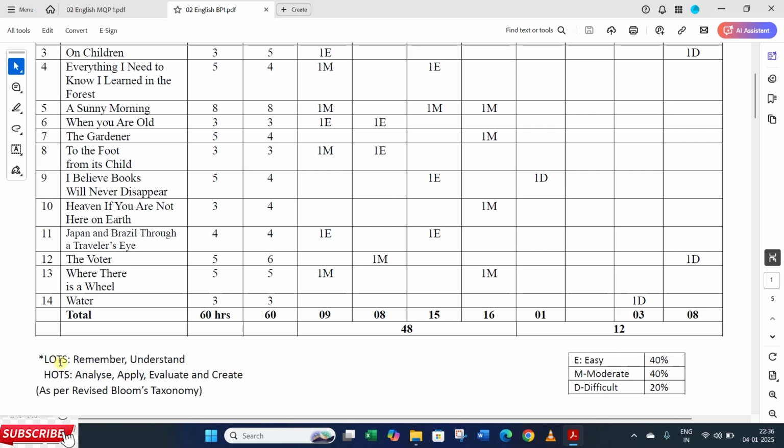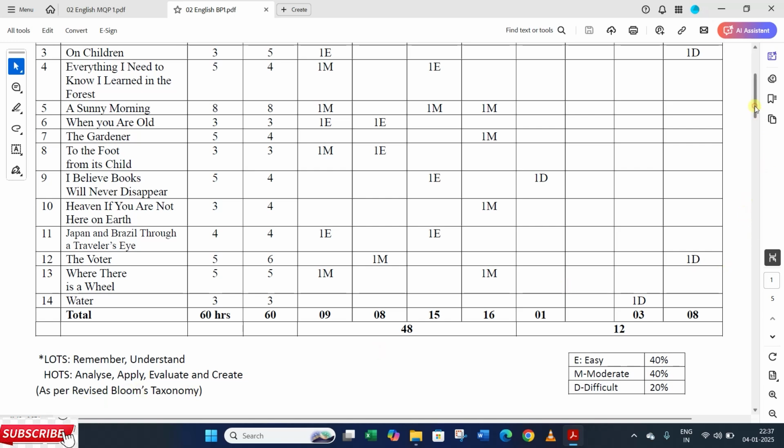Here you can find LOTS. LOTS means lower order thinking skills based on remembrance and understanding of the text, and HOTS, higher order thinking skills, based on analysis, application, evaluation and creativity of the student. And this is all based on the Revised Bloom's taxonomy.